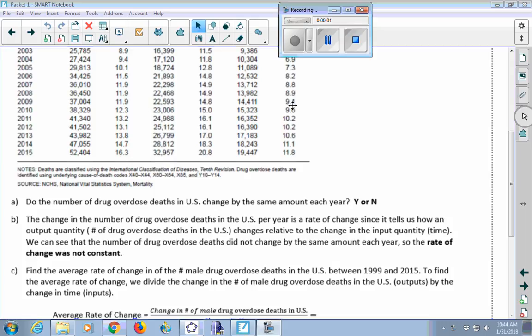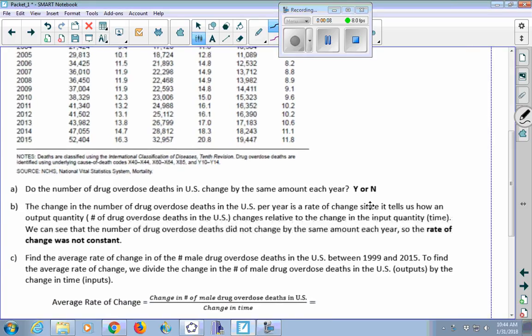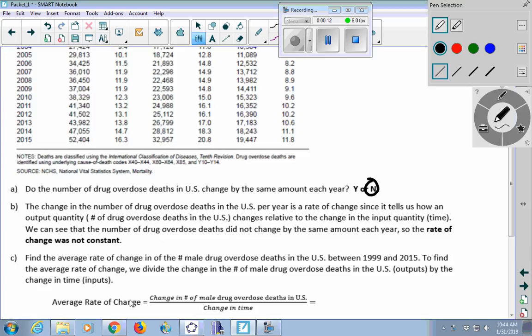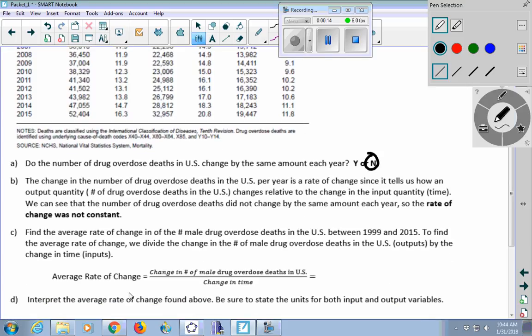A, we'll start with Hannah. No. You wrote no, and I agree with you. How's that? Is that good? All right. B is just a statement about rate of change that you were to read.